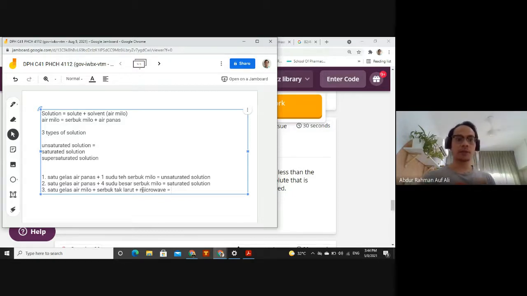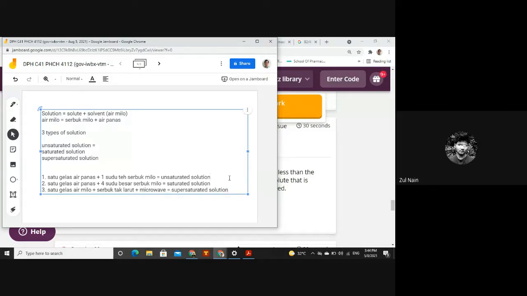Okay, so the saturated solute can be dissolved with external force seperti pressure or heat, tekanan ataupun haba. Okay, itu maksud supersaturated solution. Supersaturated solution means solution yang mengandungi, it contains more solute than it could have. Supersaturated solution.